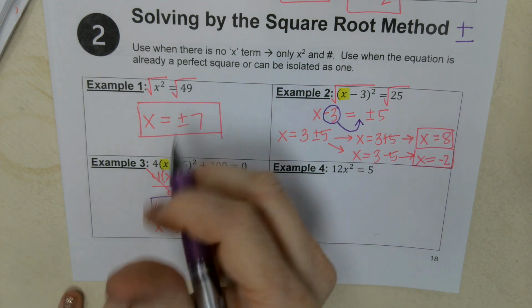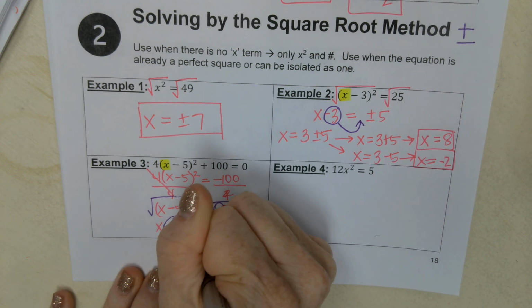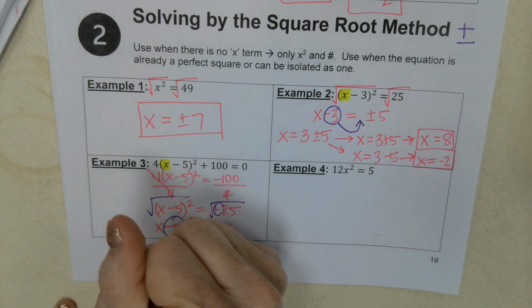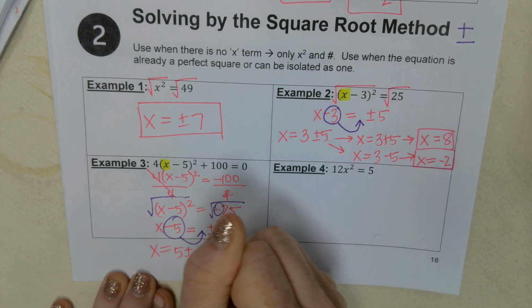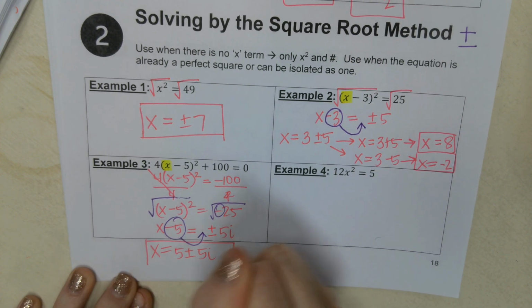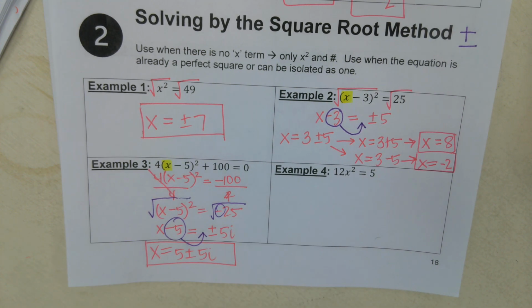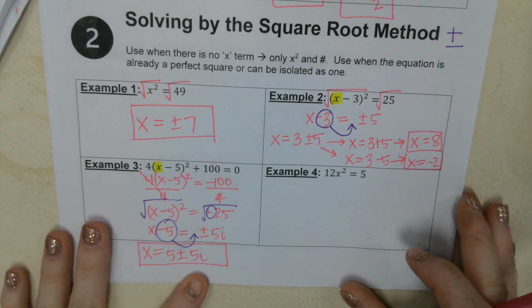And then we're going to take this negative 5 and we're going to move it right here in front of the plus or minus. So there are my two solutions. All right.